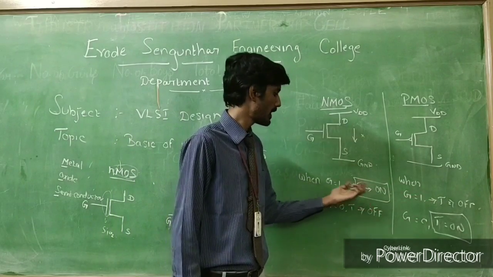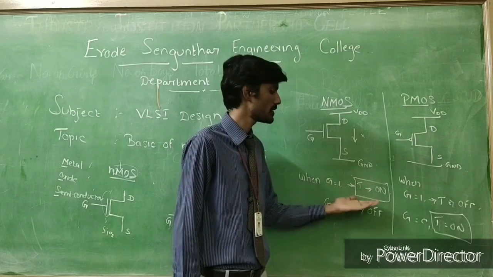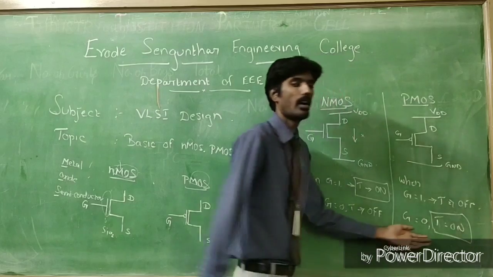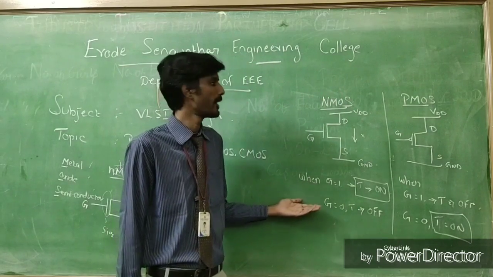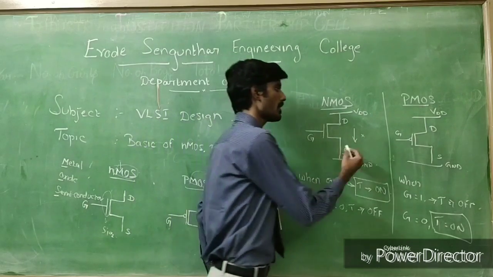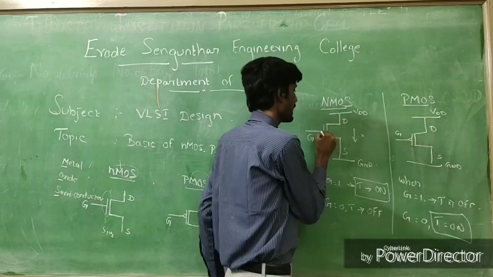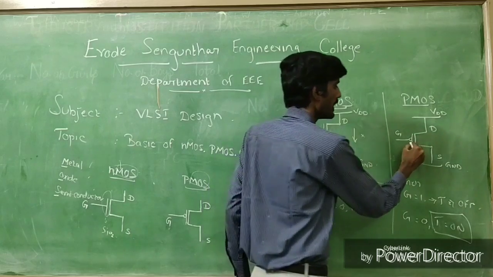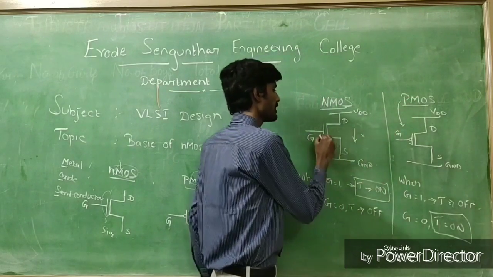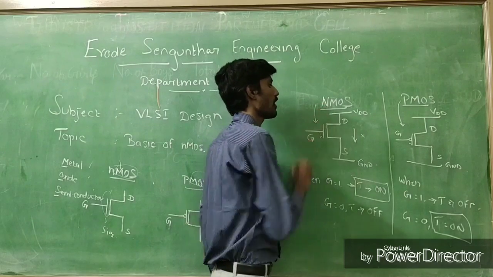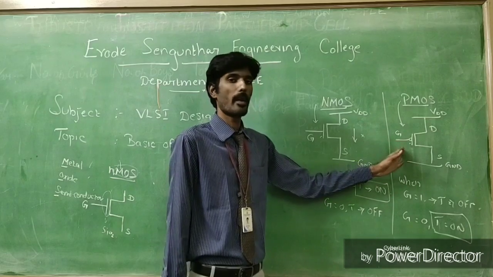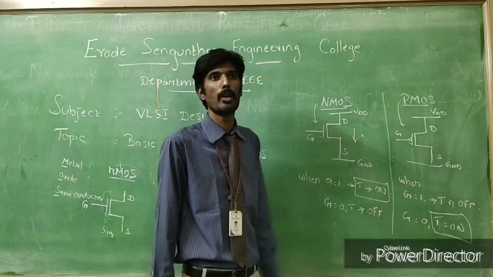Looking at the diagram, in the NMOS when gate equal to 1, the response is on, but in the PMOS, when gate equal to 0, the response is on. For the remaining conditions in both NMOS and PMOS, the transistor response is off. Another difference: for NMOS we do not represent any bubble, but in the case of PMOS we represent a bubble, which indicates the PMOS structure.